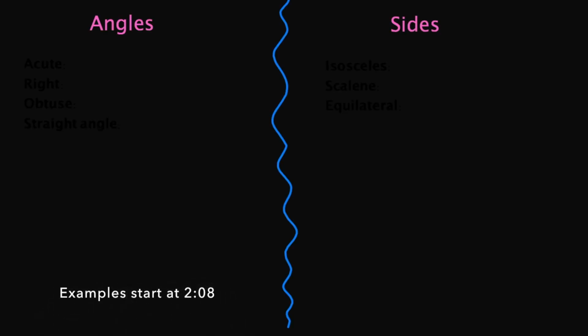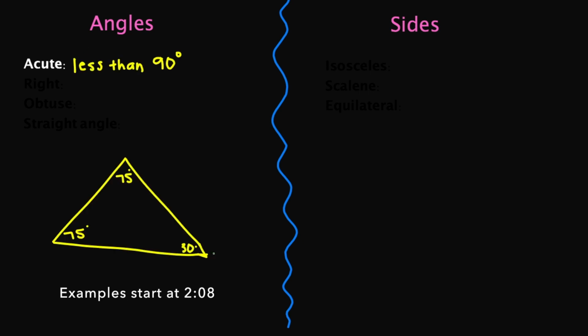Hey guys, welcome back. So today we'll be classifying triangles by their angles and the length of their sides. Remember that an acute triangle is when all your angles are less than 90 degrees. For example, if you have a triangle like this example here, where all my angles are less than 90, I have 75 degrees and 30 degrees. If all my angles are less than 90, then this is an example of an acute triangle.